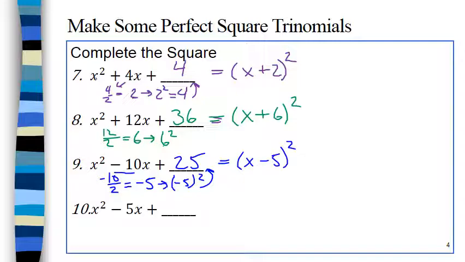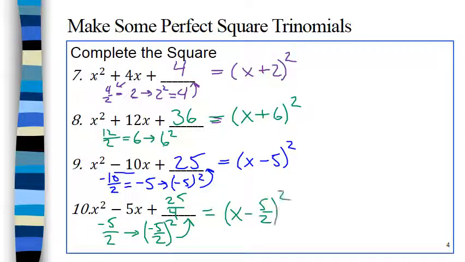And this even works if the b isn't necessarily easily divisible by 2. So negative 5 divided by 2, squared, is 25 over 4. And that factors to x minus 5 halves, squared. Now if you need to take a moment and convince yourself, go ahead and multiply these out to make sure they go back to these.